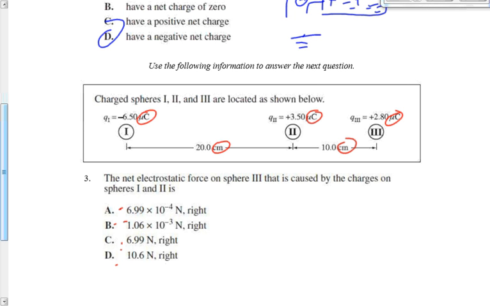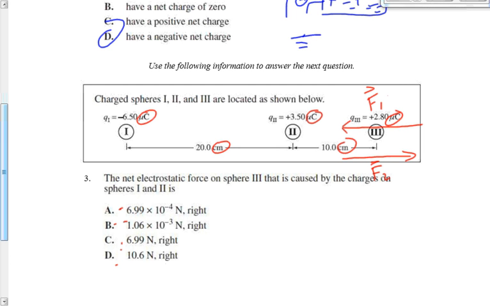So let's draw the free body diagram first of all. Trying to find the force on sphere 3. It's going to be attracted to sphere 1, because it's positive, and sphere 1 is negative. It's attracted. Sphere 3 is going to be repelled by sphere 2 because they're both positive, and positives repel each other. So we got one force to the left, one force to the right.